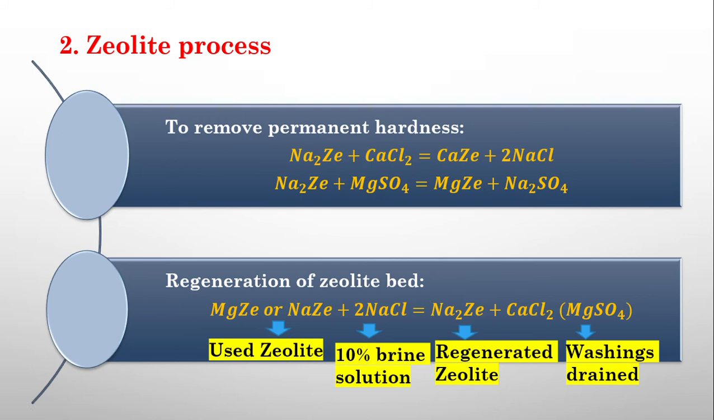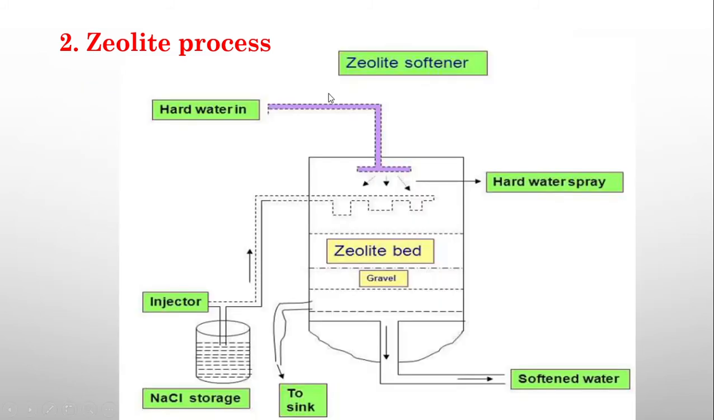So this is about the zeolite process. This is a figure showing the zeolite process. Here, this is the container in which we are providing the hard water as a spray. It is sprayed here, and this is a zeolite bed along with which the water moves down. It again moves through the gravel. Here the softened water will be collected, and for regenerating it, we will provide NaCl solution, and this NaCl solution will react with the sediments available here to form the zeolite bed again. So this is the process occurring here.